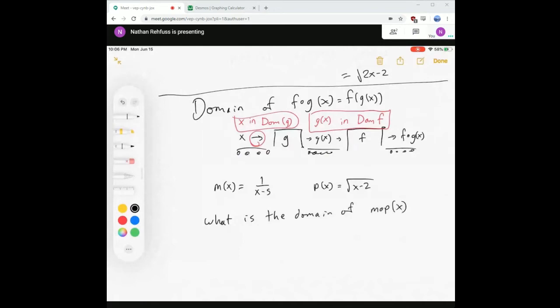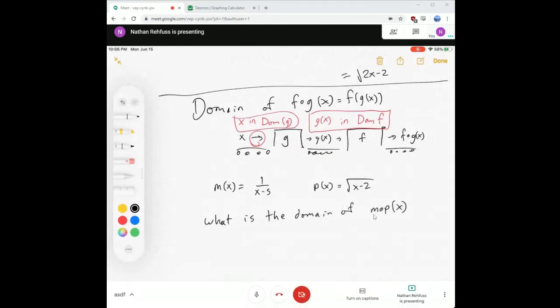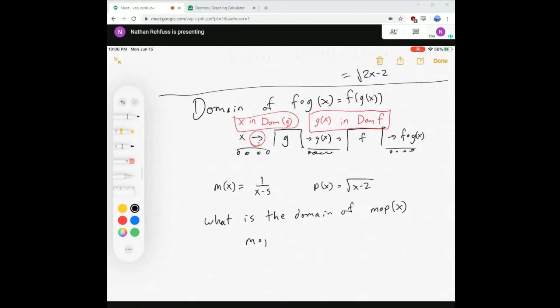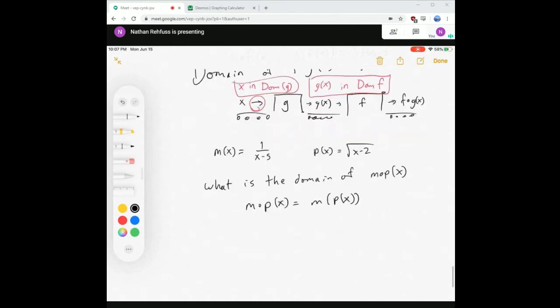I like this one. What is the domain of m∘p of x? That's the same as m of p of x, which is where I take p of x and I plug it into m. So that's 1 over p of x minus 5, or written entirely in formulas, 1 over the square root of x minus 2, now in the square root, and that's all minus 5. So that's the formula, but what's the domain?